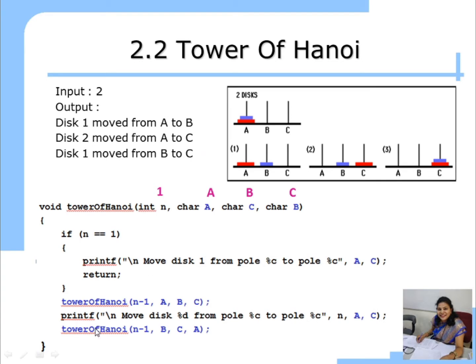Next step. Again our control comes here. Tower of Hanoi, again we call n minus 1, so 2 minus 1, again 1, B, C, A. Now again control comes here from this line, Tower of Hanoi calling itself again. So our control comes here. Is n 1? Yes. So if n is 1, then move disk 1 from source to destination. What is the source? B. What is the destination? C. So we are moving disk 1 from B to C. This is how the recursive function of Tower of Hanoi works for 2 disks.